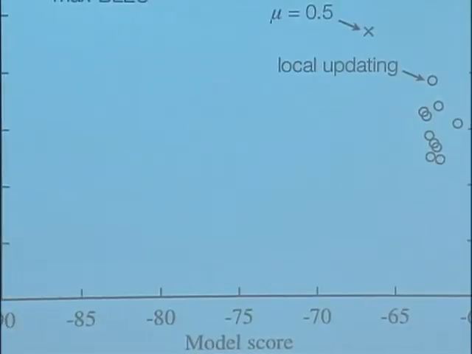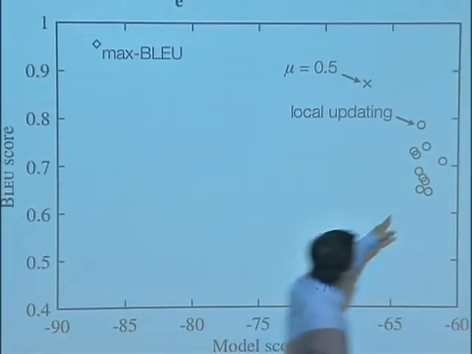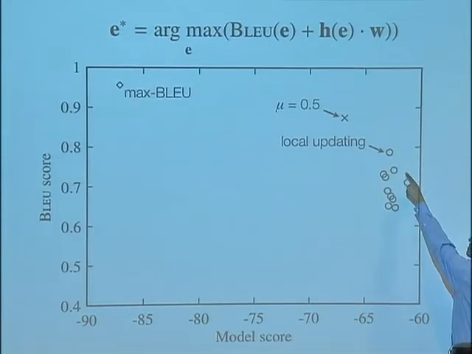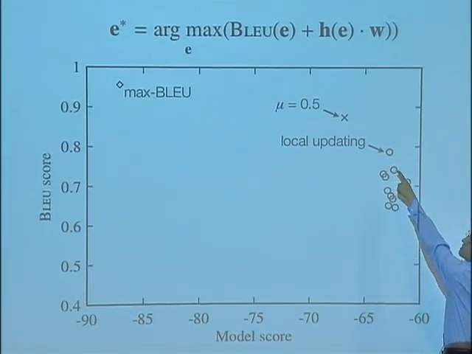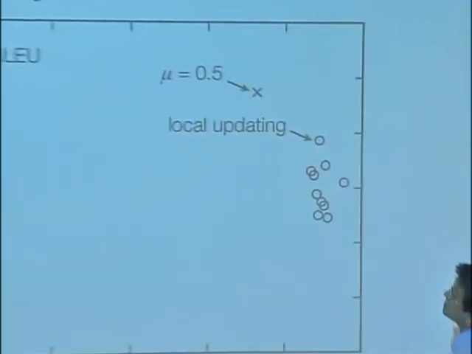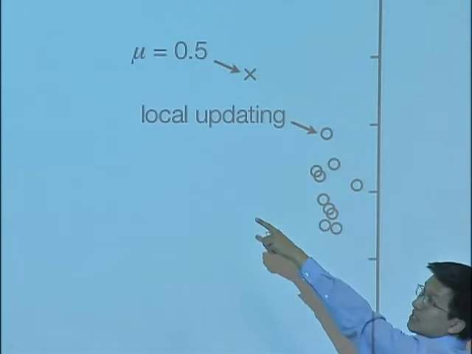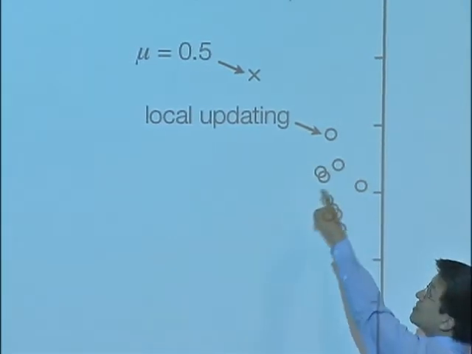So graphically, that looks like this. This is my 10-best list. That's the point that local updating would select. And that mu equals 0.5 point is the goal, the oracle translation that our method would select. So it has a higher BLEU score, like upper 80s or something like that. But it's not way in no man's land like the max BLEU translation is. It's still not too far.